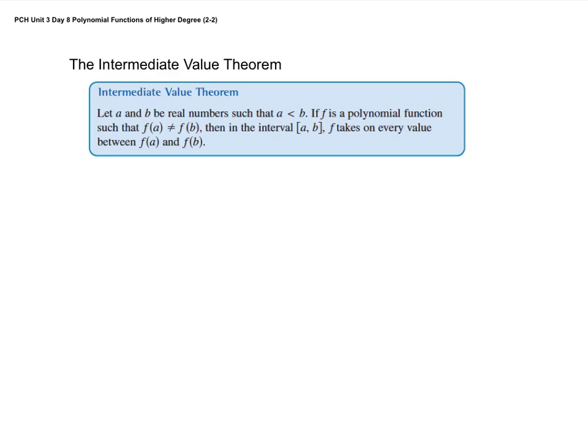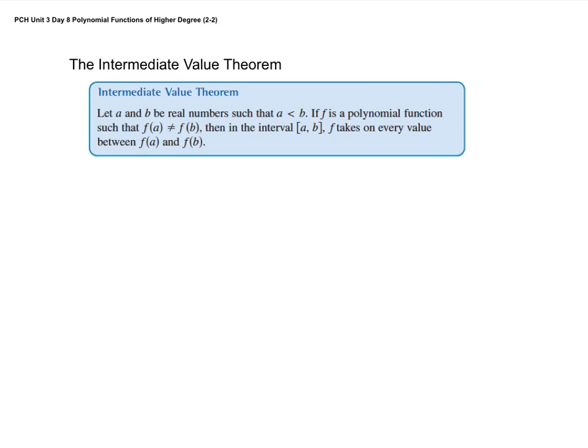The intermediate value theorem says this. It says, let A and B be real numbers such that A is less than B. If f is a polynomial function such that f of A does not equal f of B.